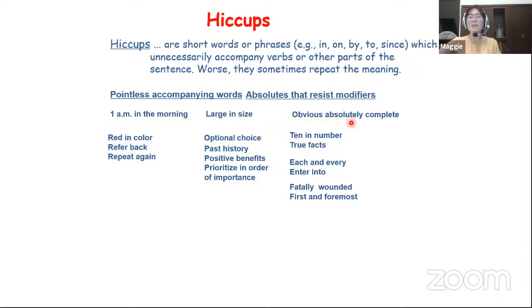Obviously, absolutely, complete. We know that complete means 100% finished, right? So you don't need absolutely, obviously, and red in color. Optional choice. We know that if we have a choice, something is optional, right? So all these phrases just repeat the same meanings. So this is called the hiccups. Try to avoid using hiccups in your writing.